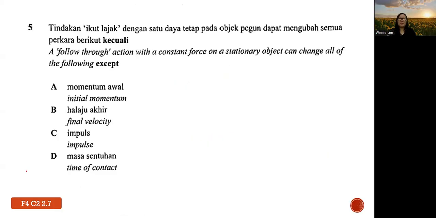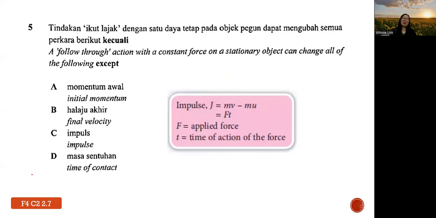Number 5. A follow-through action with a constant force on a stationary object can change all the following, except which one? Of course, you all need to know that the idea of follow-through is always related to impulse. Impulse, symbol J, can be the change in momentum or the idea of force times time. So all these quantities will change.